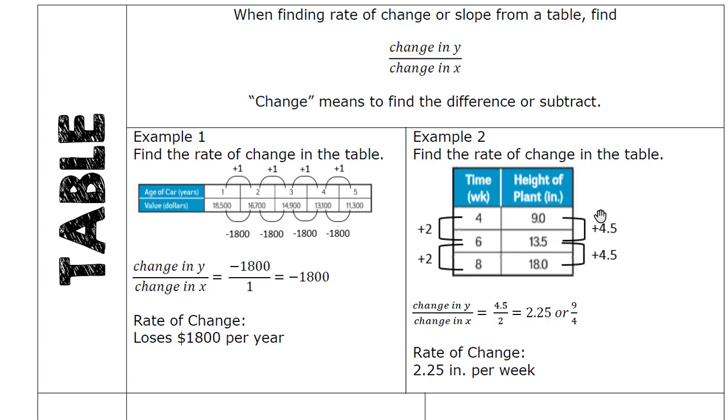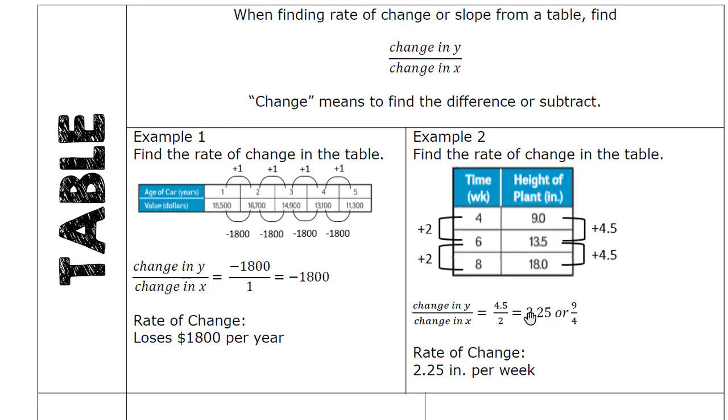I'm sorry, did I say 14? I meant 4.5. Now, my change in x went from 4 weeks to 6 weeks, 6 weeks to 8 weeks. That means my change in x was plus 2. So my change in y was 4.5, my change in x is 2, and if I divide those, I get 2.25, or 9/4.